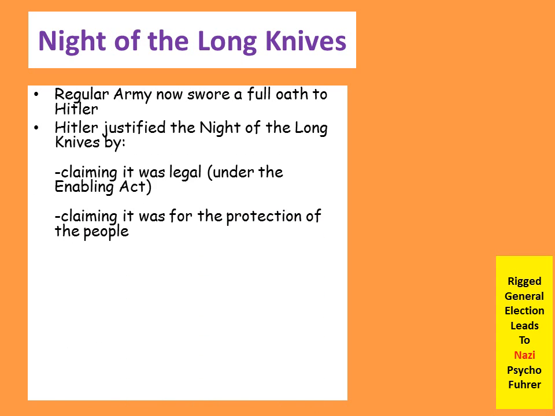Hitler was very cleverly able to justify the Night of the Long Knives. He's just gone over 24 hours and gone around and basically killed a load of people. But he can claim it was legal under the Enabling Act once again, this law that allows him to do whatever he wants. And very crucially, he's able to claim that it was all for the protection of the people. "No, I did it for you," is what he's trying to say. And people fell for it. People really fell for it.